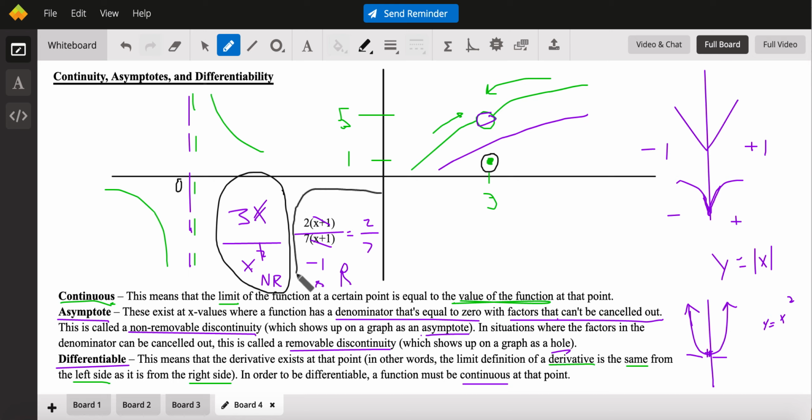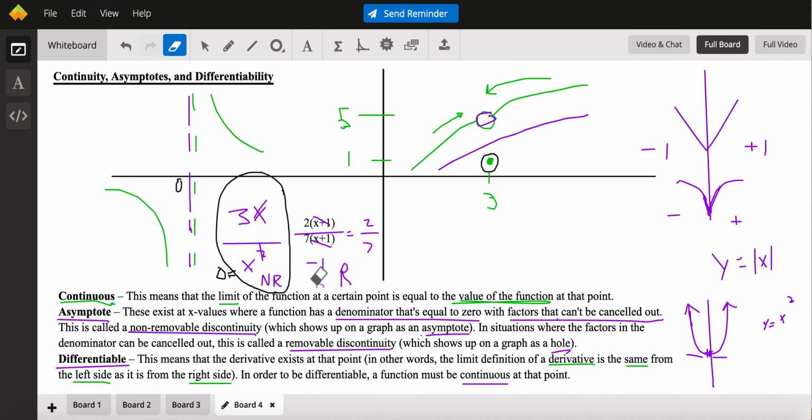This is 2 times quantity x plus 1 divided by 7 times quantity x plus 1. Well, the x plus 1 can become 0 if x equals negative 1, but it also cancels out with that x plus 1 in the numerator. So that's what's called a removable discontinuity. On your graph, it'll show up as a hole instead of an asymptote. So x equals negative 1 is removable. In the other equation, when x equals 0, that would be non-removable. So I hope that makes the difference between removable and non-removable a little clearer.